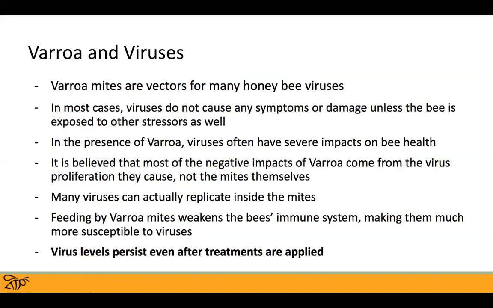Like we just mentioned, feeding by Varroa mites weakens the bees' immune systems. So it makes the bees more susceptible to these viruses. So it's kind of a perfect storm where not only are the viruses being transmitted, but they're being transmitted to bees who already are struggling with their immune responses. So they're much more likely to become infected by these viruses.